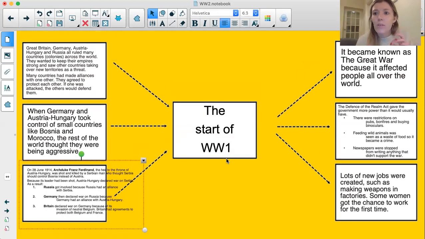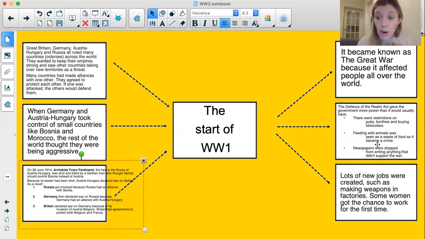And the effects of all of this, it became known as the Great War because it affected people all over the world. Millions of people died. There was known as like the Trench War, and all the trenches were dug and lots of the battles were within those. Another effect, the Defence of the Realm Act gave the government more power than it usually would have. So the impact of that, there were restrictions on pubs, on bonfires, on buying binoculars even. Feeding wild animals was seen as a waste of food, and so it became a crime.